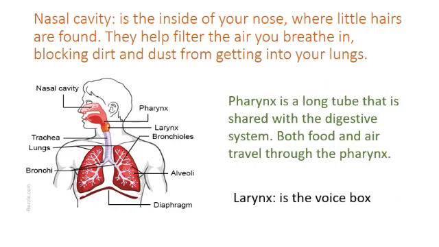In this picture here, we see all the parts that are related to the respiratory system. Let's start with the nasal cavity, pharynx, larynx, trachea, bronchi, bronchioles that are found inside the lungs, and the alveoli, and finally the muscle which is called the diaphragm. We're going to talk about them in detail right now.